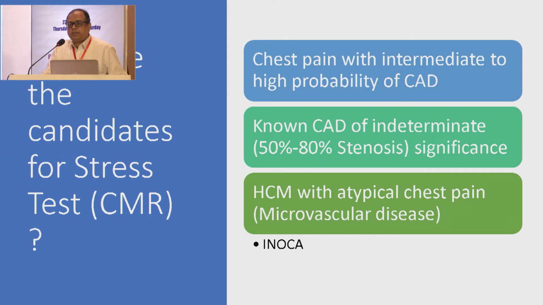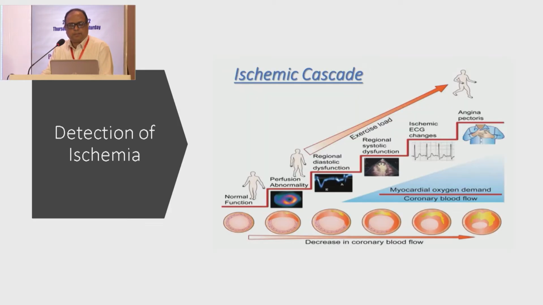Chest pain with intermediate to high probability of CAD, or known CAD of indeterminate stenosis, some patients of HCM who present with atypical chest pain, to see whether there is any microvascular disease, and some patients, especially female diabetic patients, who repeatedly come to us with chest pain, CAG normal, but there is chest pain. I mean, ischemia with no obstructive coronary artery disease.